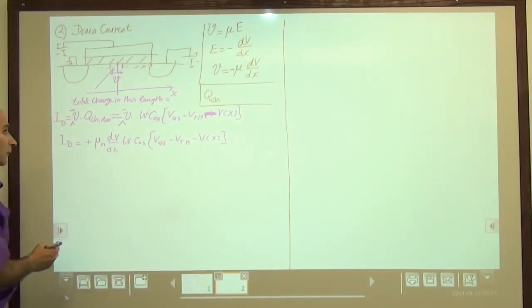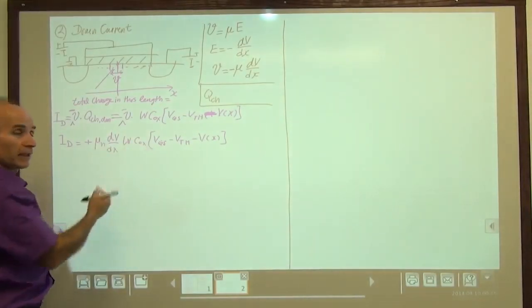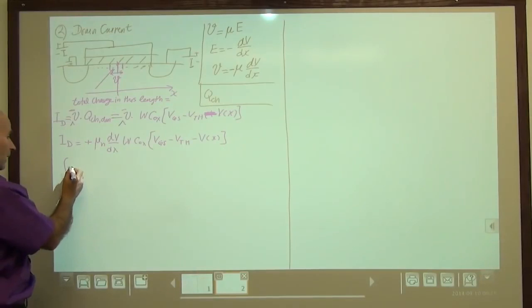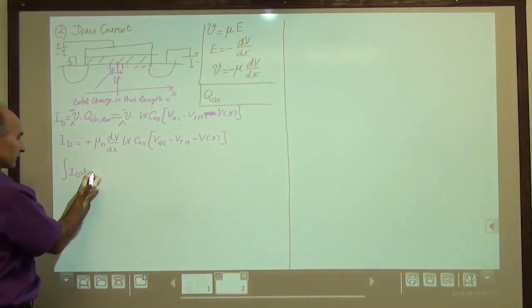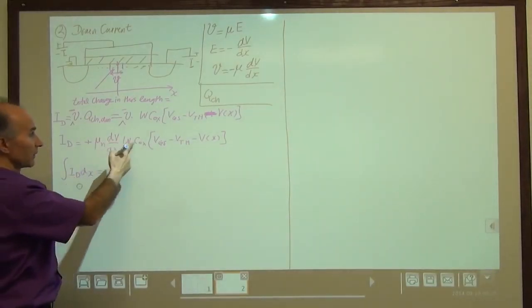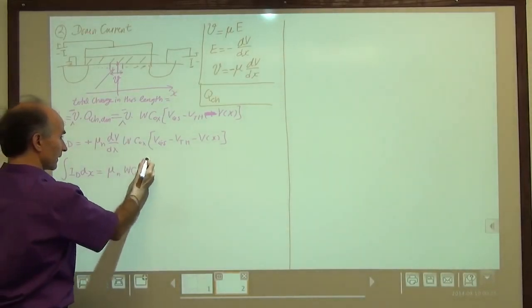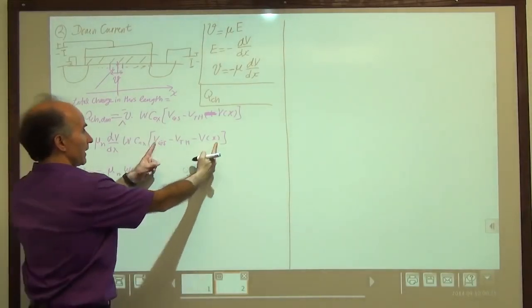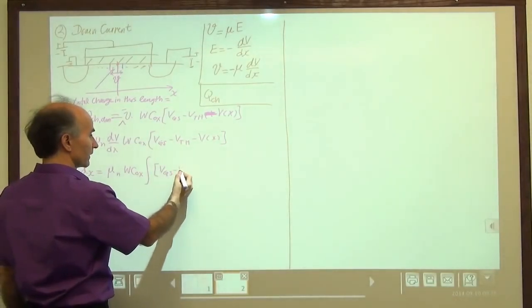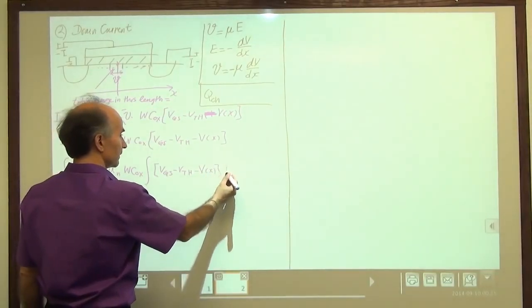Okay, so here's what we'll do. It's a differential equation, right? Very simple. So we'll multiply both sides by dx and integrate both sides. So we have the integral of ID dx is equal to mu, let's assume, is constant. WCox, they all come out of the integral. Mu n WCox, integral of, we have this dV. So VGS minus VTH minus V of x dV.